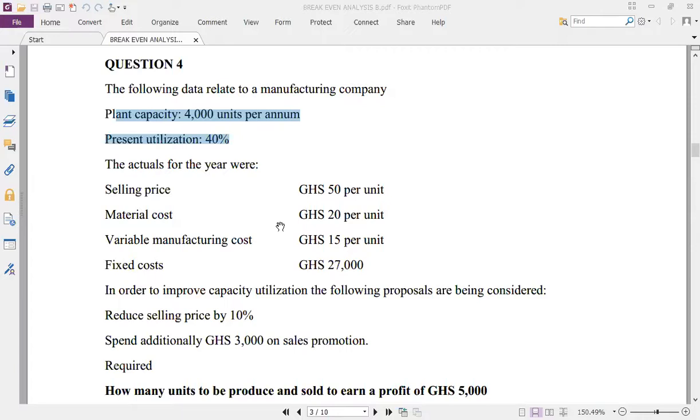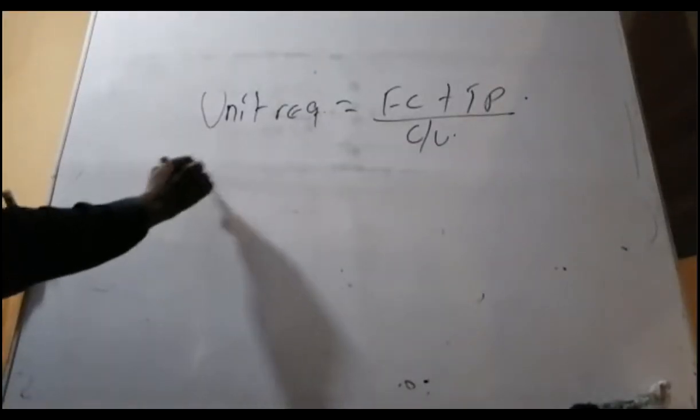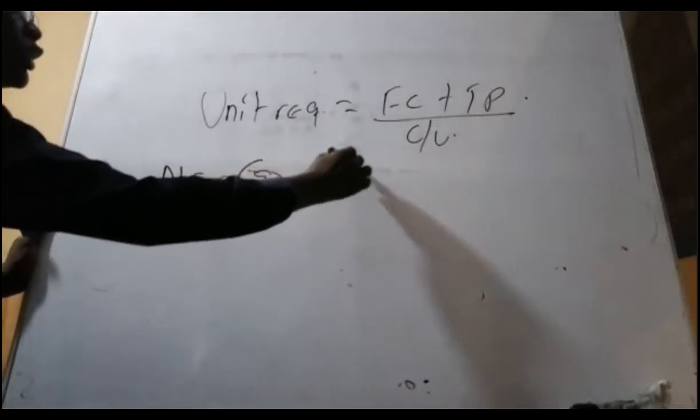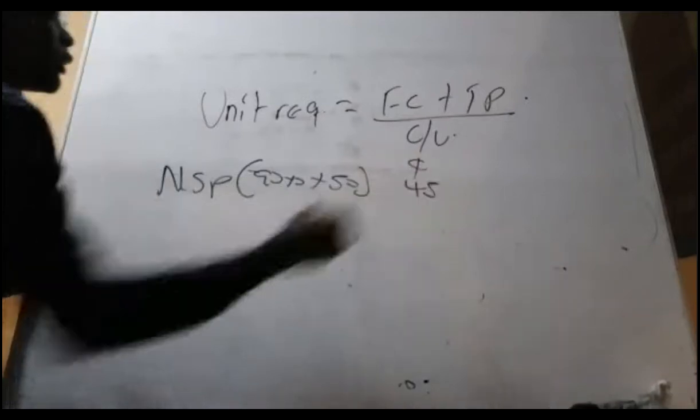So in short, how do you calculate the new contribution? The selling price, which is 50 per unit, you have to reduce by 10%. Just multiply 10% by 50, you get 5. So the selling price must go down by 5, and the new selling price will be 45. Or 90% of 50. That's the first thing that you do. So new selling price is 90% times 50, that will be 45.